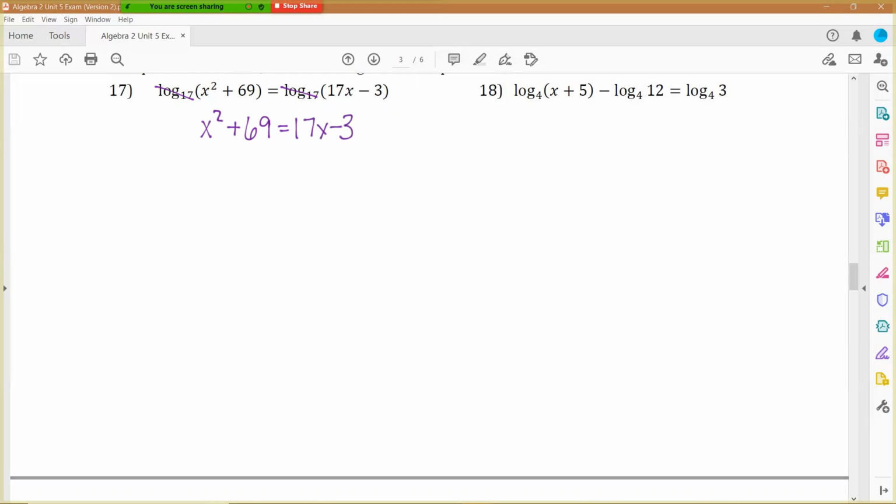That gives us x squared plus 69 equals 17x minus 3. I notice I have an x squared, which means I'm going to have a quadratic equation to solve. I'm going to go ahead and move both terms from the right side to the left to get x squared minus 17x plus 72 equals 0.